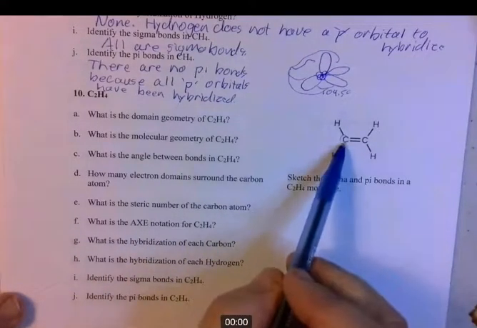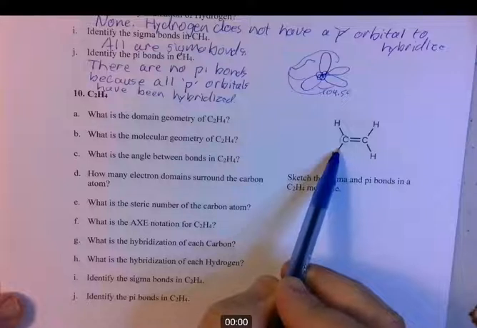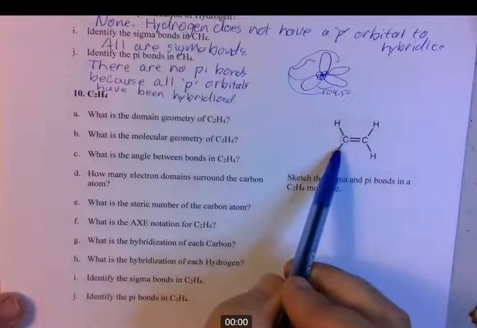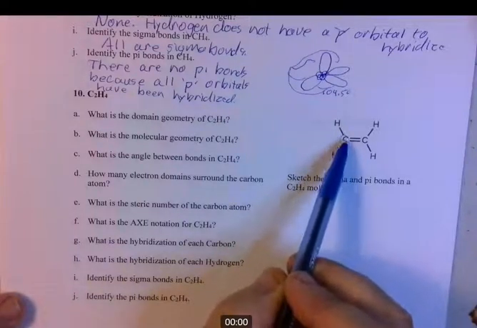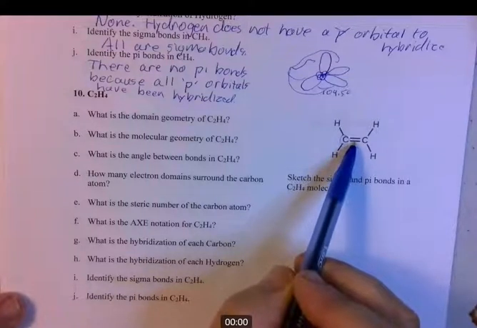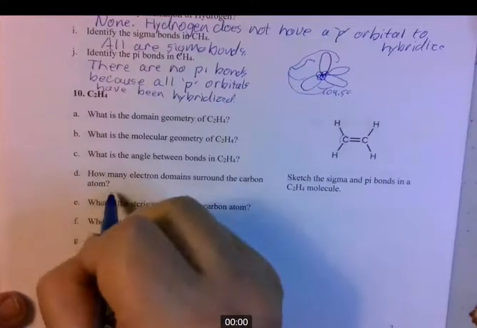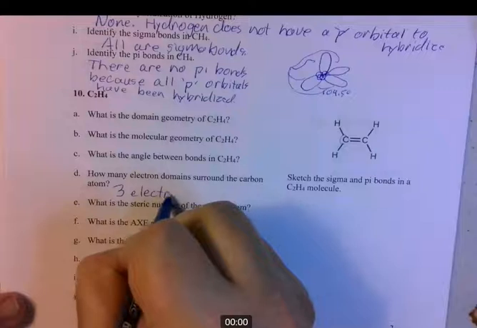So this carbon has 1, 2, 3 electron domains, places where it's either bonding with another atom or it's a lone pair. Well, this carbon doesn't have any lone pairs, and yes, it does have a double bond, but that's considered to be one electron domain. It's a place where there are electrons, in other words. That's what the word domain means, a place where there's electrons. So the answer to D is there's 3 electron domains.